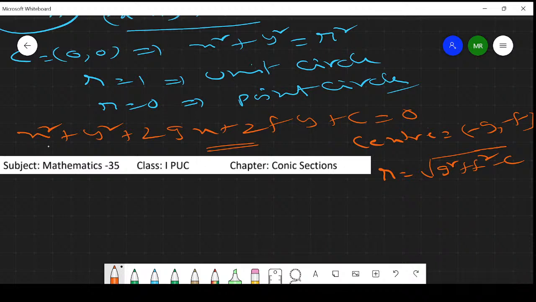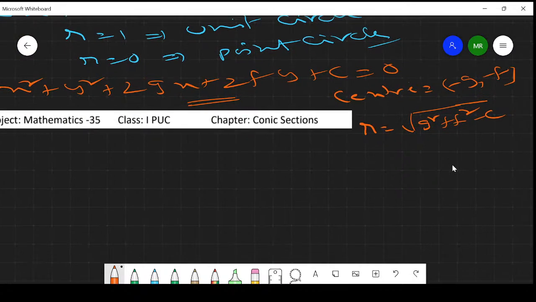This is the standard equation of the circle. The x square coefficient should be equal to the y square coefficient, which is equal to 1 always. What is g? Half of the x coefficient. What is f? Half of the y coefficient. Minus g, minus f is the center. Radius is root of g square plus f square minus c. Remember this to solve the problems. I am just giving a brief idea about circle.